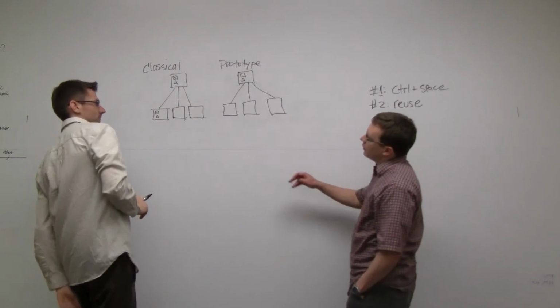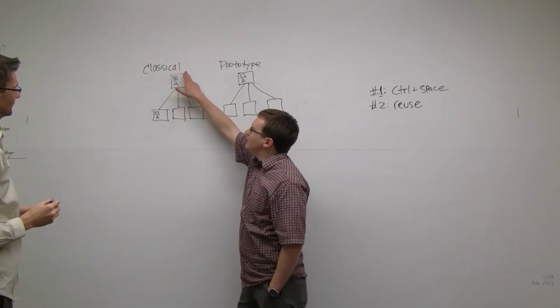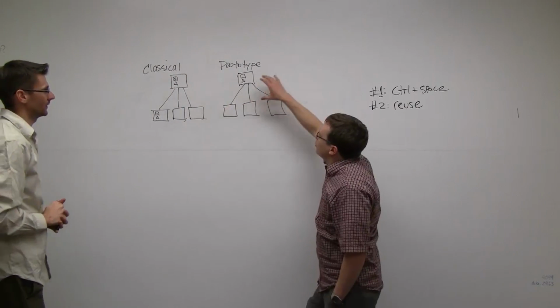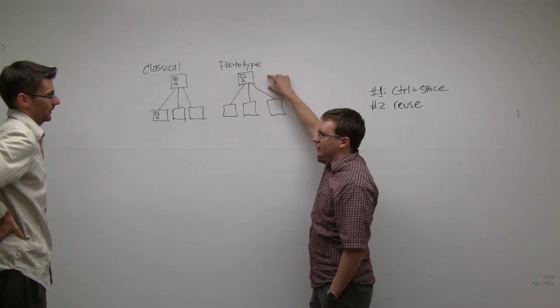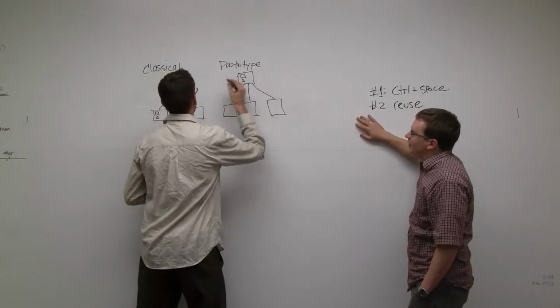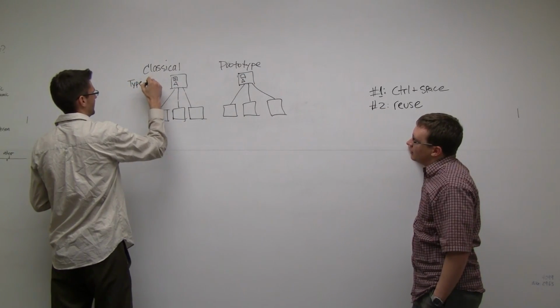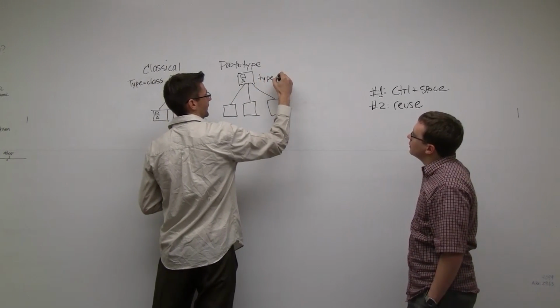Or to put it another way, with classical inheritance, the type is defined by a class at design time, and that's static. Correct. With prototypal inheritance, the type is actually defined by an instance of an object at runtime. Okay, so this type is a class, right? Should we say that? Yes. This type is a class. This type is an object.